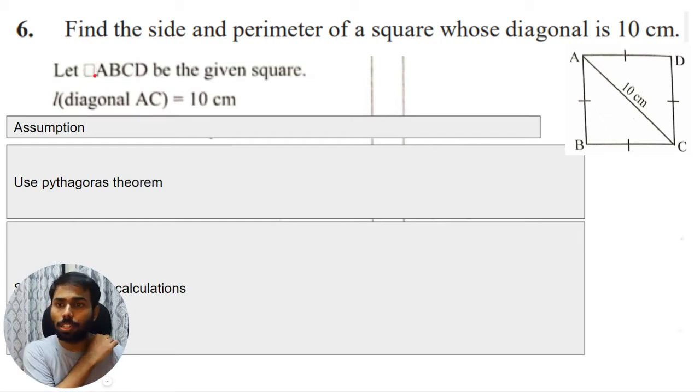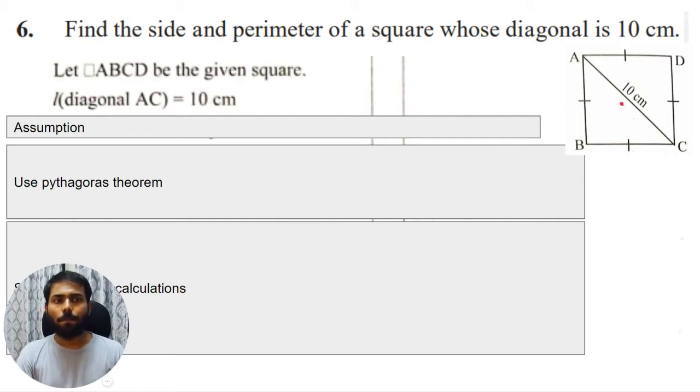It's read as quadrilateral in mathematics. Okay, so let quadrilateral ABCD be the given square. Given square का मतलब क्या है? जो question में दिया है square, उस square को हम लोग quadrilateral ABCD मान रहे हैं. Okay, so length of diagonal AC is 10 centimeter. This was given in the question.